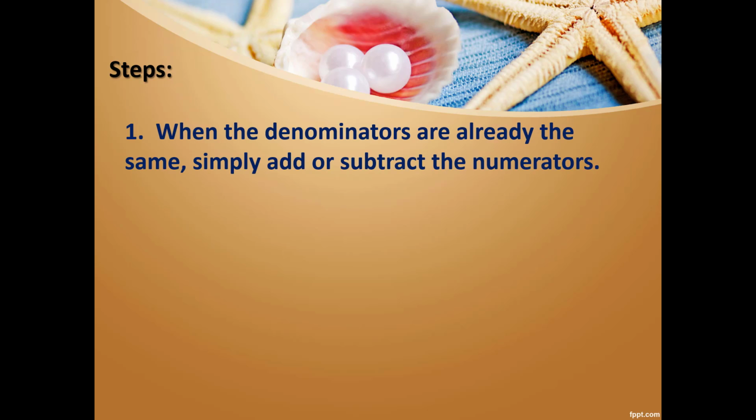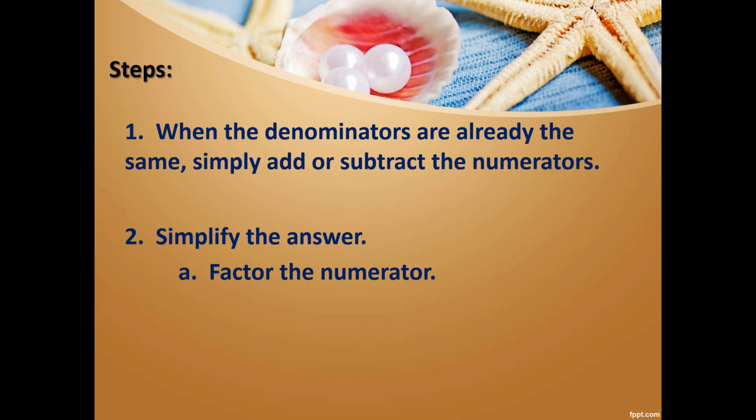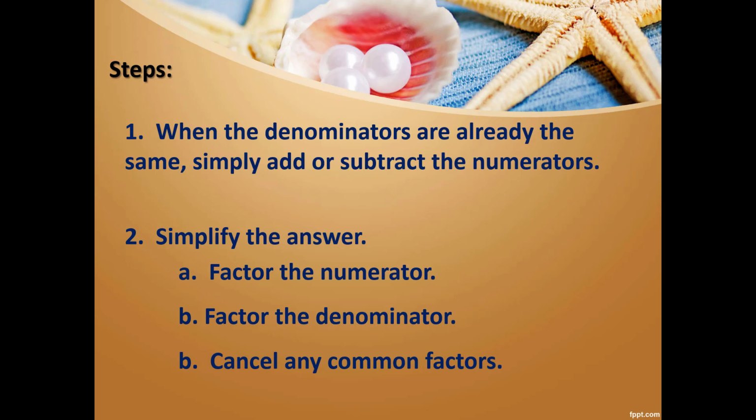So when the denominators are already the same, simply add or subtract the numerators. Then we're going to simplify the answer, and by doing so, we're going to factor the numerator. Then we're going to need to factor the denominator if need be. Okay, in which case, if we have them both factored out, the numerator and denominator, then we're able to cancel any common factors. And you'll see how we go about doing this. So the big thing is to simplify if they have the same denominator by adding or subtracting the numerators. And then we're going to do some factoring and canceling out common factors, okay?